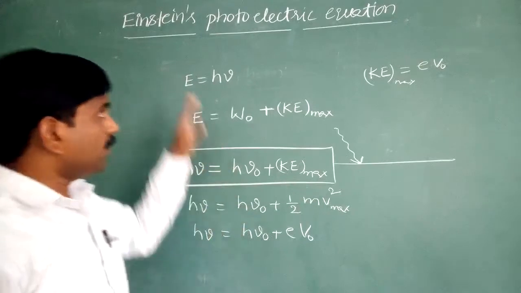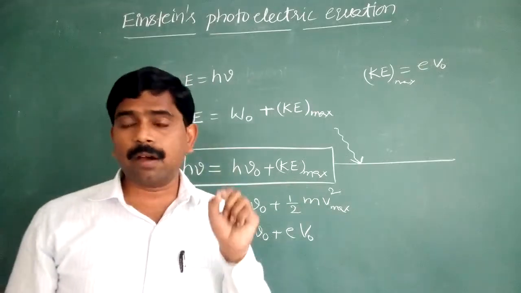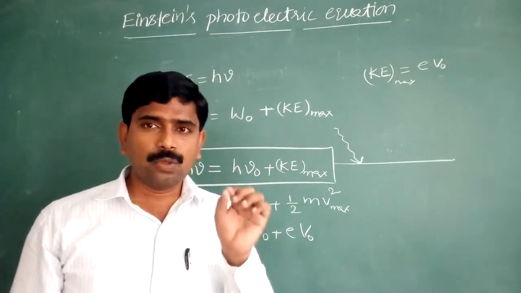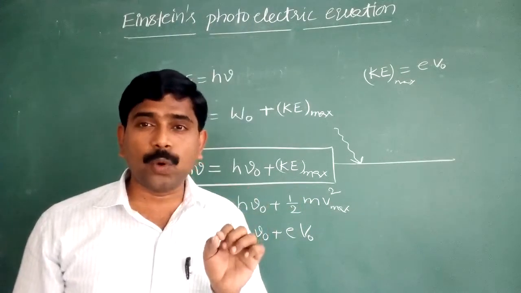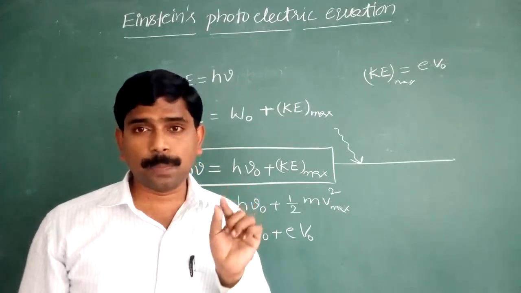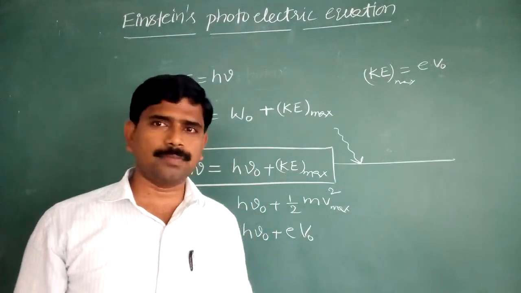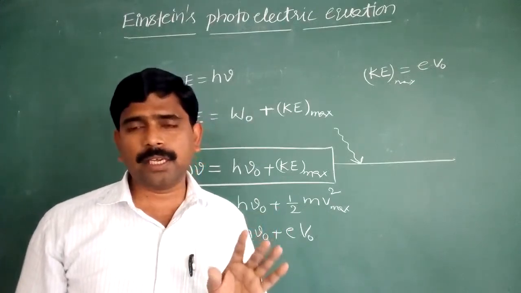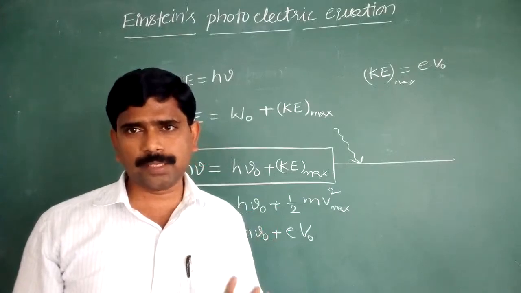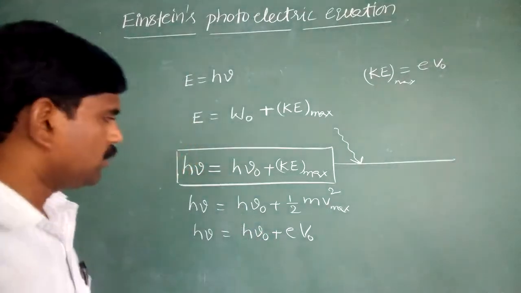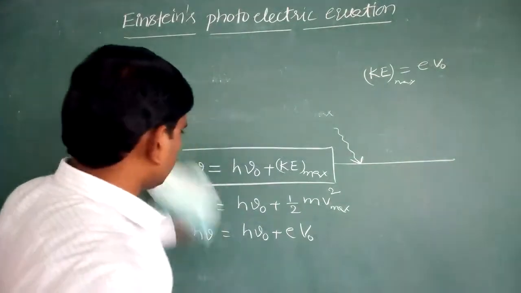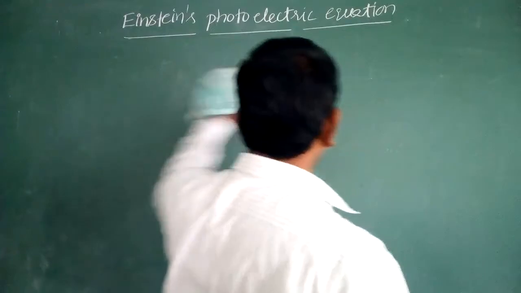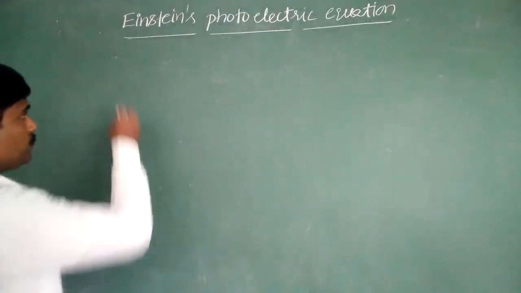All these are according to Einstein's postulate. According to Einstein's postulate, radiation consists of particles, and those particles are called photons. Remember, photons of frequency nu have energy E equals h nu. This is the Einstein photoelectric equation. By using this, we explain the laws of the photoelectric effect.